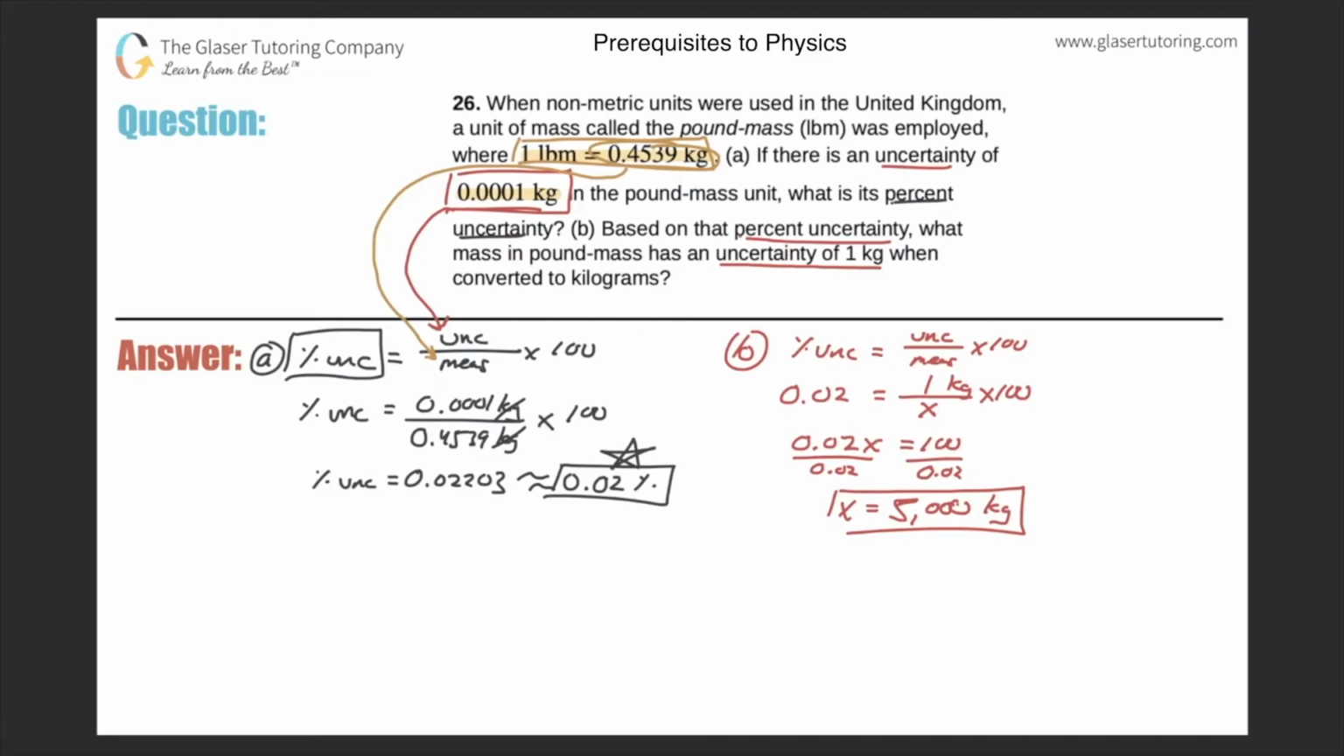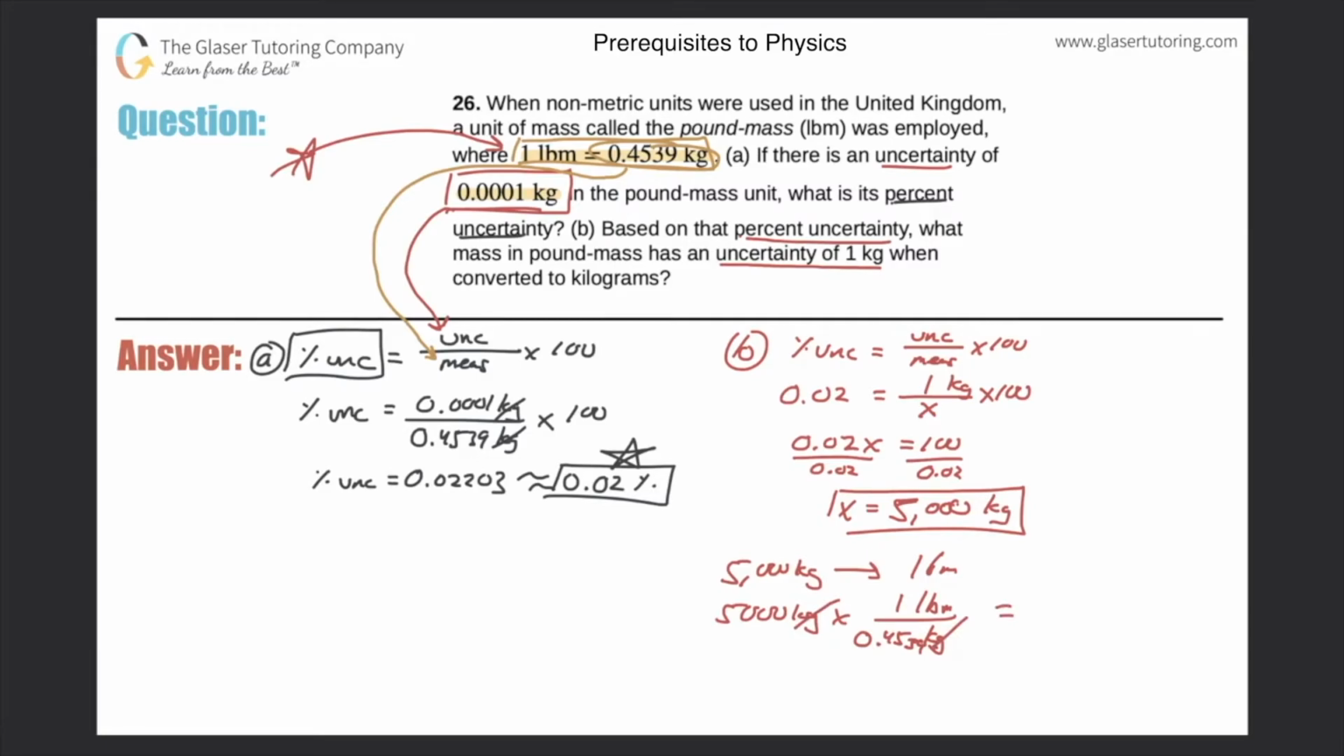Well, it said what mass in pound mass? This isn't in pound mass, it's in kilograms. But we can easily convert that to pound mass because they gave us the conversion. So that's the last part here. We're going to take the 5,000 kilograms and convert that into pound mass, LBM. Write down what you're given, 5,000 kilograms. Kilograms go on the bottom, pound mass goes on the top, and write in the relationship. So 1 pound mass is equal to 0.4539 kilograms. Great, kilograms will cancel.